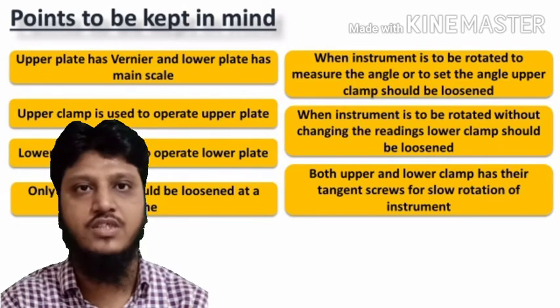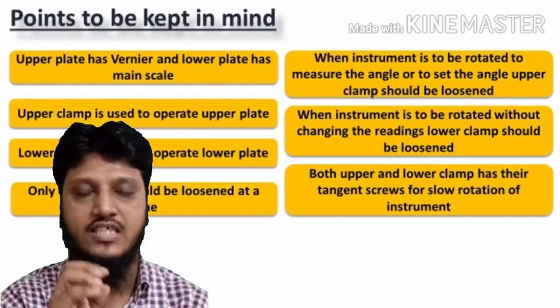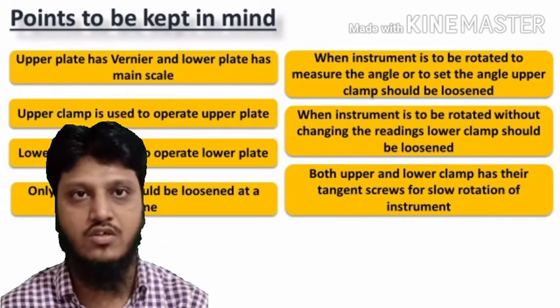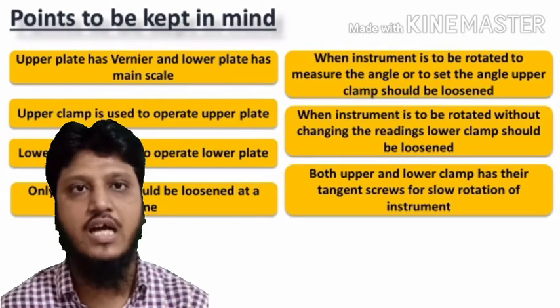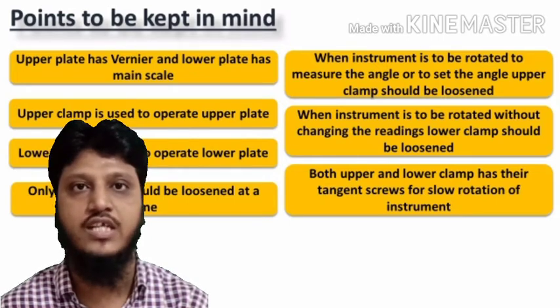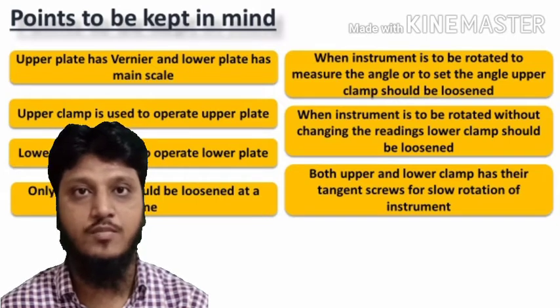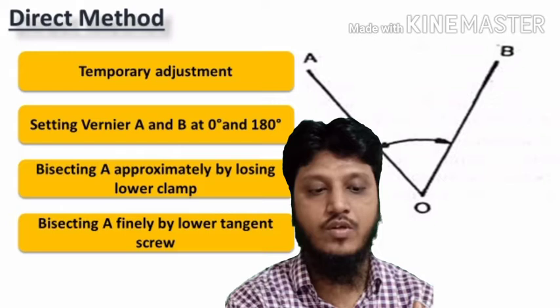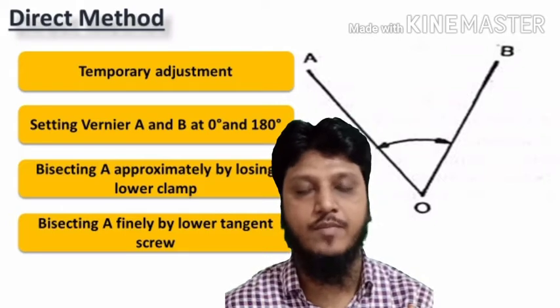All these are the clamps. As component parts we have seen their functions. Just for the sake of revision I am putting them here, and these are the points which should be kept in mind before starting the procedure of the direct method of horizontal angle measurement. Now we will move towards the direct method.